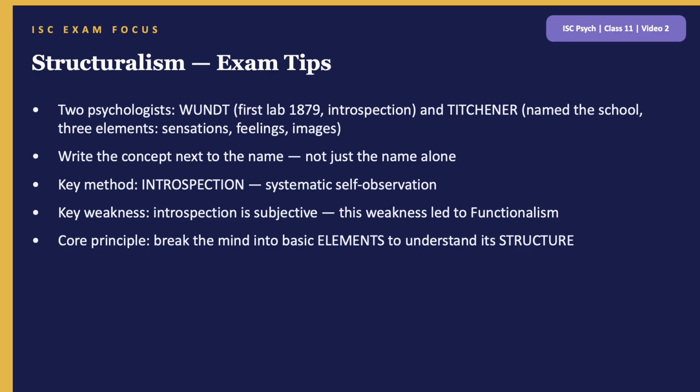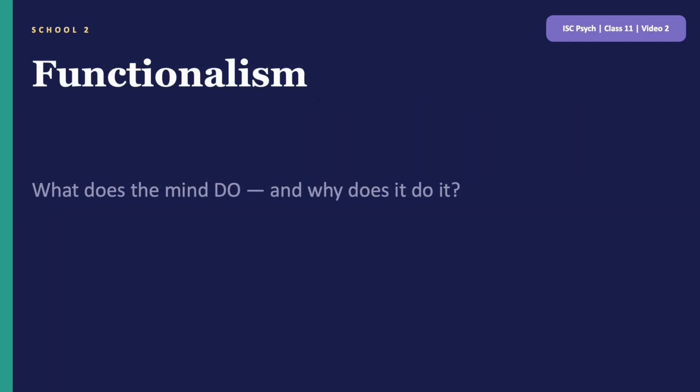So, for your exams, you will need to remember names of the two psychologists with at least one relevant concept each: Wundt, first psychology lab, and introspection. Titchener, name the school and three basic elements of the mind. Secondly, pay attention to structuralism's limitations. And this is important because it explains why the next school emerged.